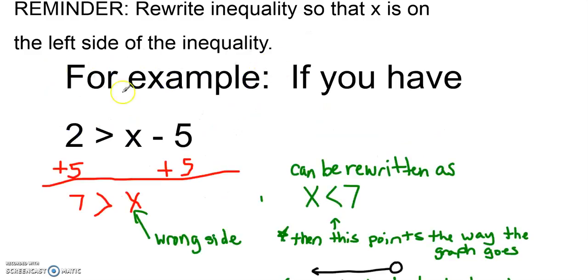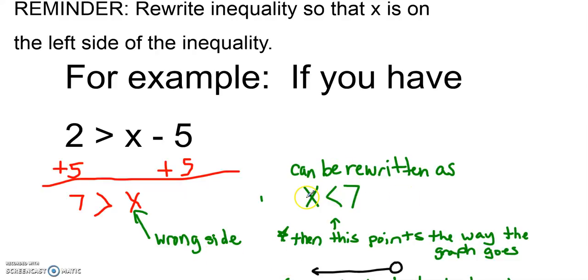Alright, and then this one is just kind of already filled through so you can see it. But remember, rewrite inequalities so that x is on the left side of the inequality, because it'll make you look at it better and get the graph right. If you have 2 is greater than x minus 5, obviously put the 5 over with the 2, so you'd add it. And you have 7 is greater than x, but the x is on the wrong side. It doesn't make as much sense being over here visually for us.